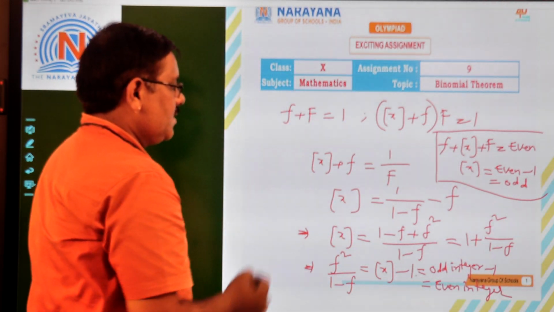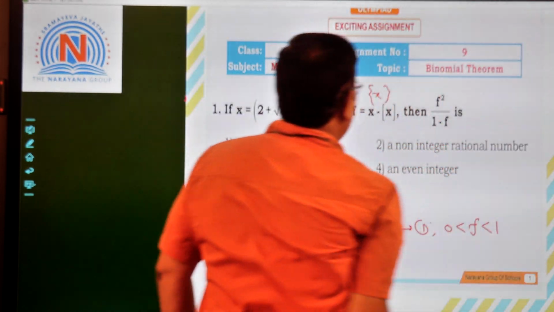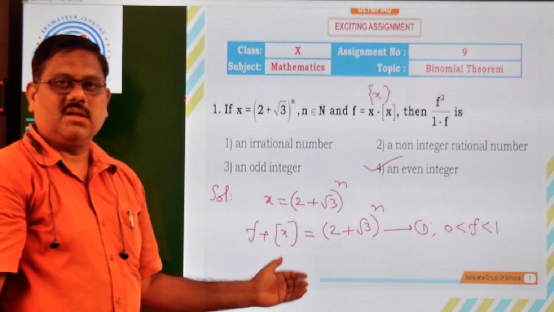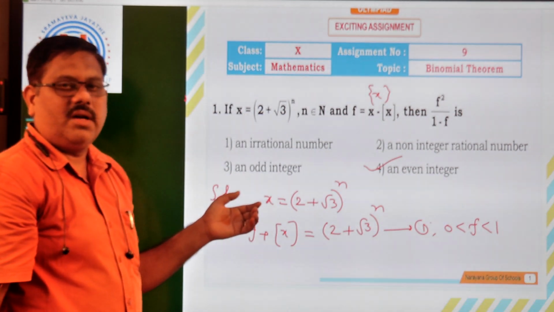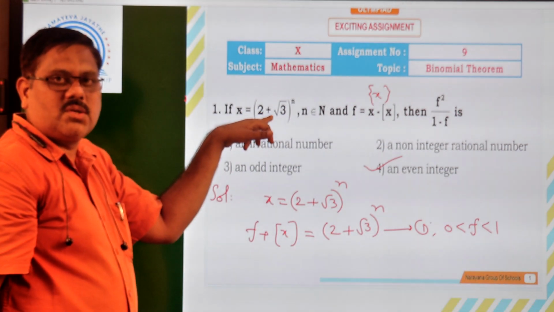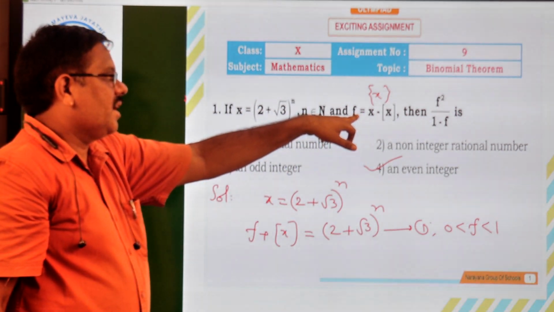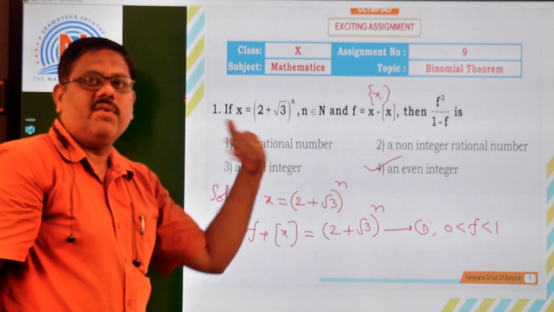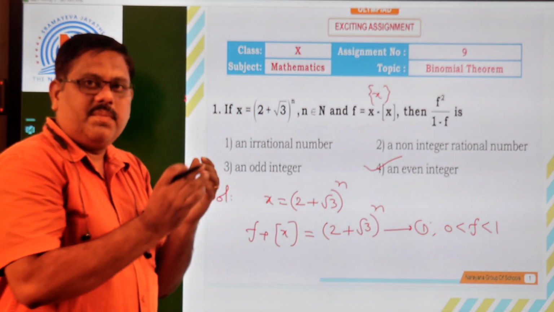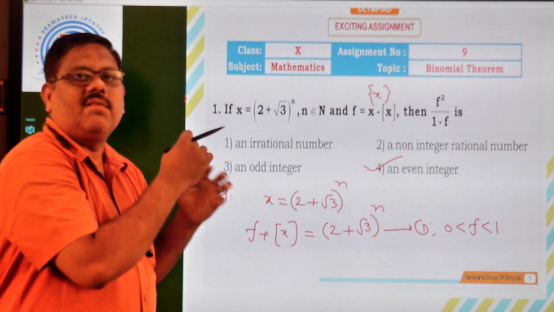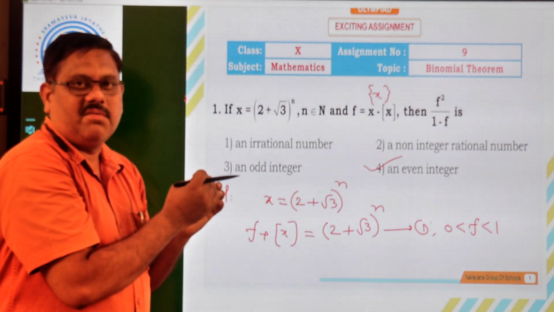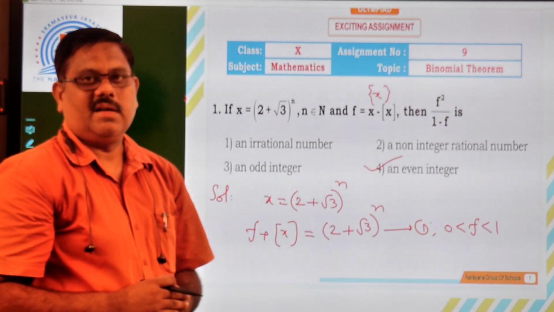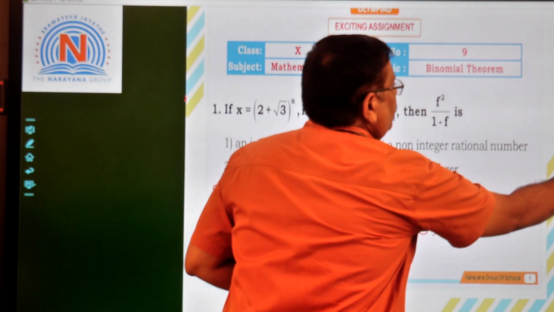So for this question, we are given 4 options. In the 4 options, the fourth option is an even integer. That is the right option for this particular question. So what is the way we solved it? Initially we started with x is equal to 2 plus root 3 whole power n. Then by using f as x minus step x, we wrote f plus step x as 2 plus root 3 whole power n. Then we assumed capital F. Then we added f plus step x with capital F, and we multiplied f plus step x with capital F. Thereby we got the conclusion that f square by 1 minus f is an even integer. Okay. Now let us move to the next question.